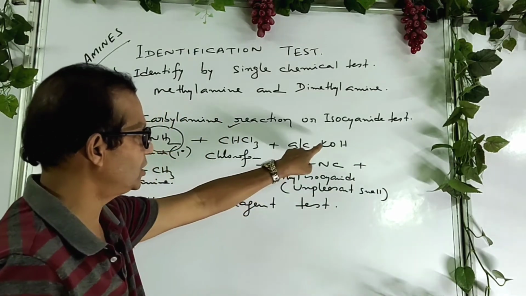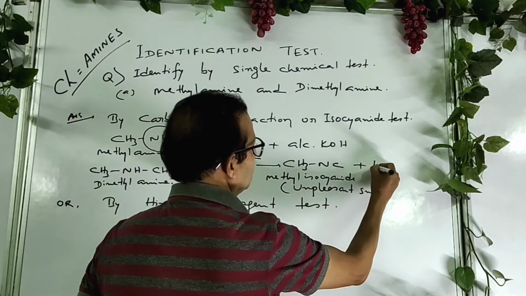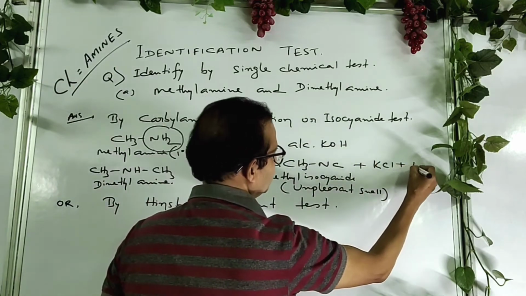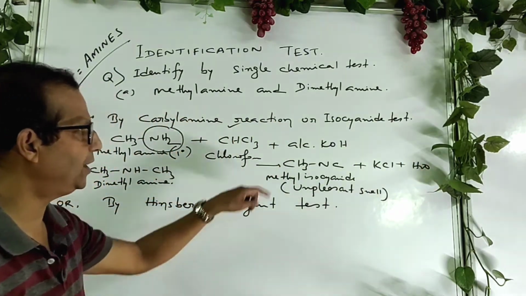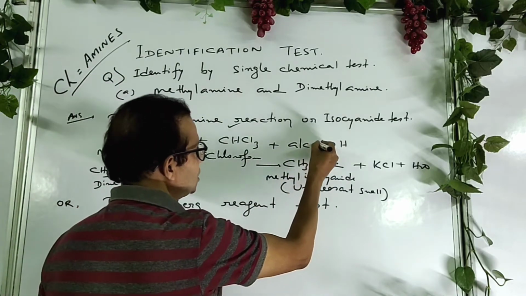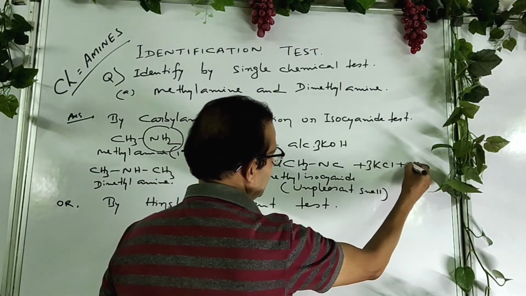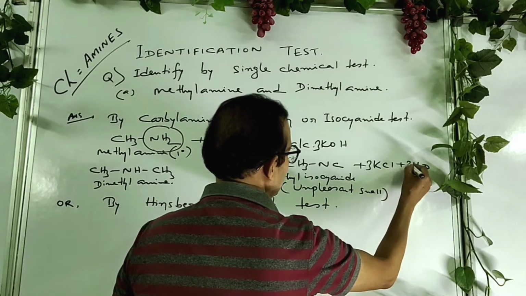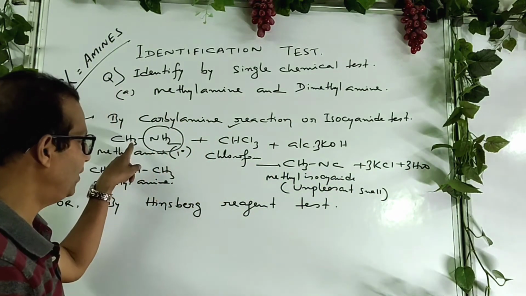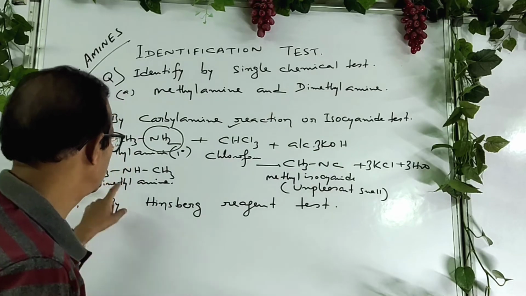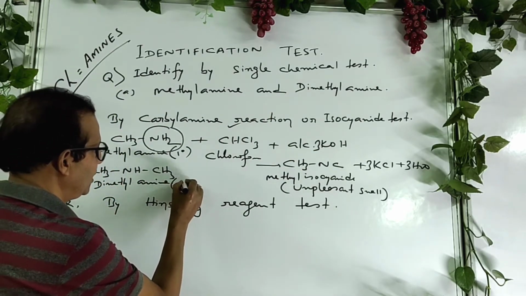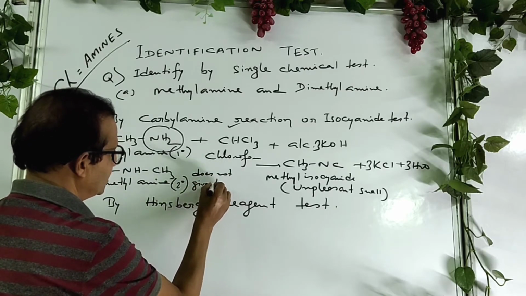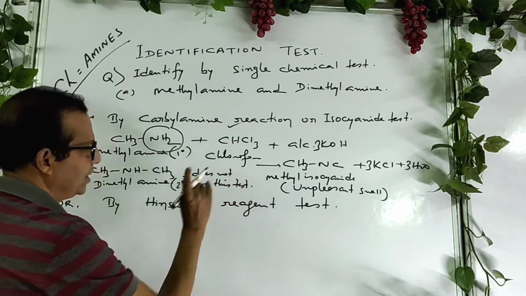The byproducts are potassium combined with chlorine to form potassium chloride and water. This is very important. You should remember the balanced form. Just put here 3, 3 and 3. So remember it. You can identify any primary amine, whether it is aliphatic or aromatic, by carbylamine reaction. Dimethylamine being 2-degree amine does not give this test, so you can identify easily.